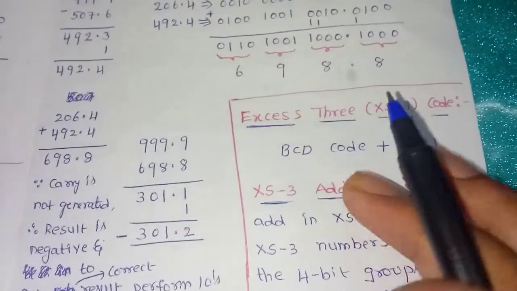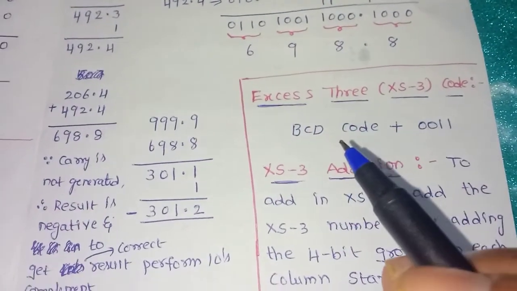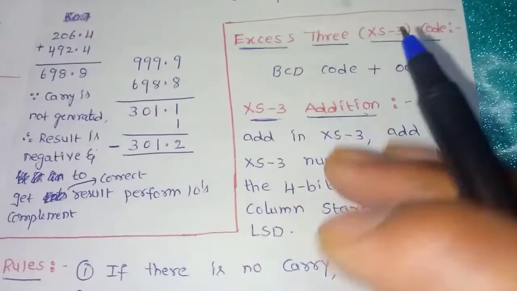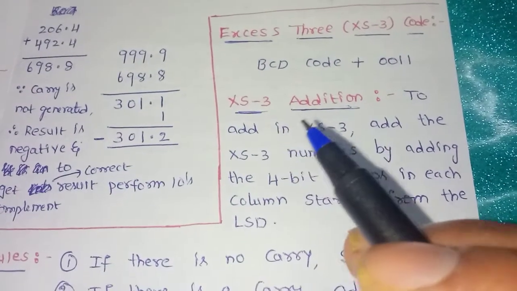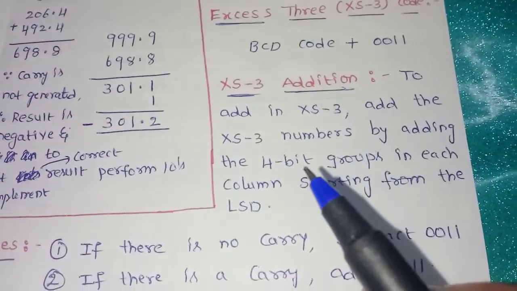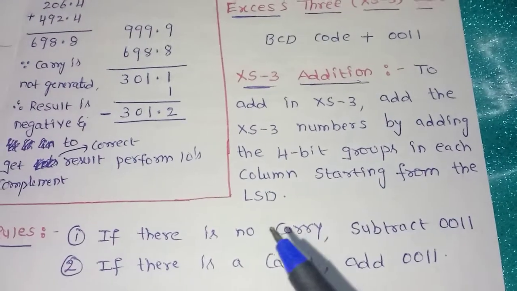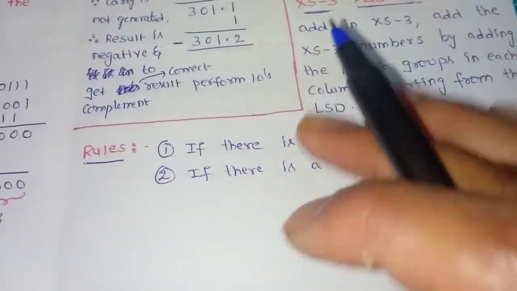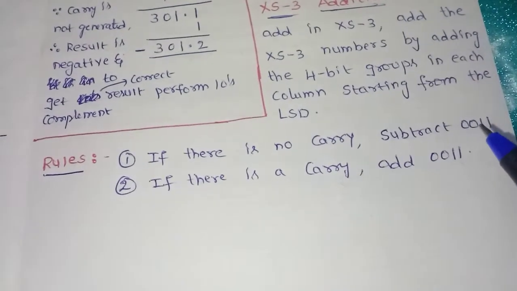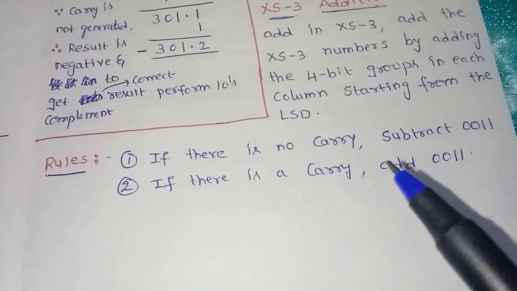Now we will go back to the XS3 code, which is the BCD code plus 3. Now we will see XS3 arithmetic, that means XS3 addition. To add in XS3, we have to add the XS3 numbers by adding the 4-bit groups in each column, starting from the least significant digit. Similarly, we have 2 rules here. The first rule is, if there is no carry, we have to subtract 3. If there is a carry, we have to add 3.